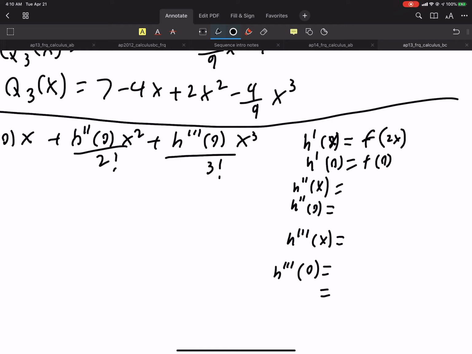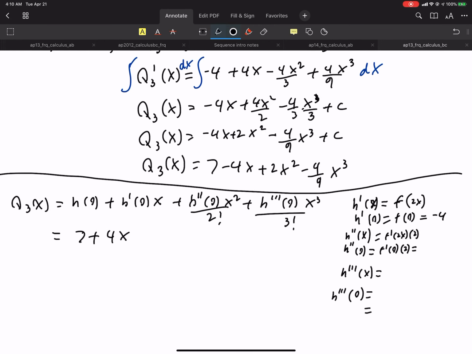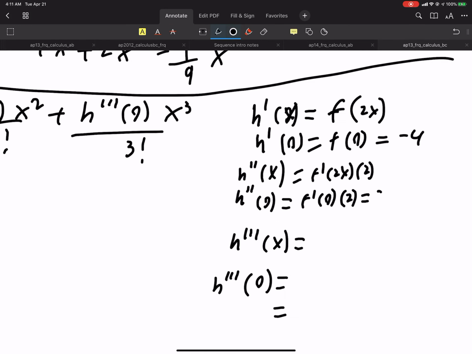So h prime is f of 2x. So h prime of 0 is f of 0. And we found f of 0 earlier is negative 4. And then we take the derivative of this, f of box, it'll be f prime of box times the derivative of box, f prime of 0 times 2. But we found f prime of 0 earlier. F prime of 0 we calculated as 2. So it's 2 times 2, that would be 4.